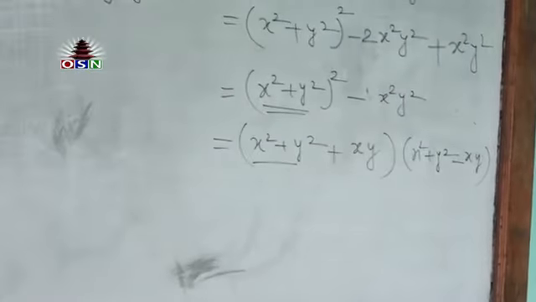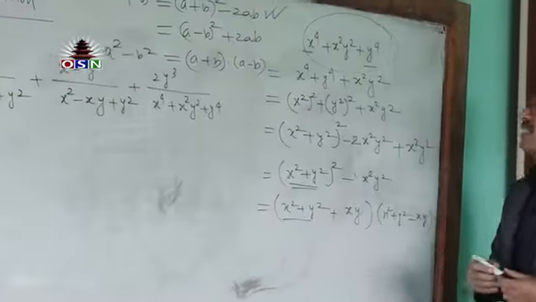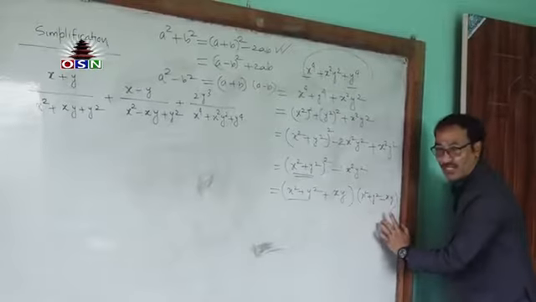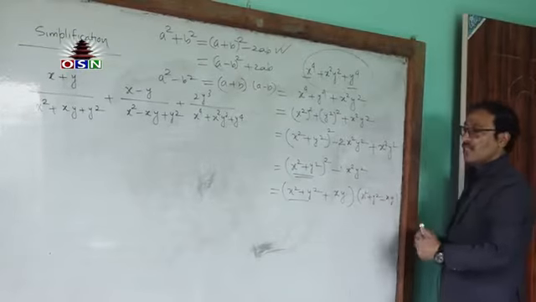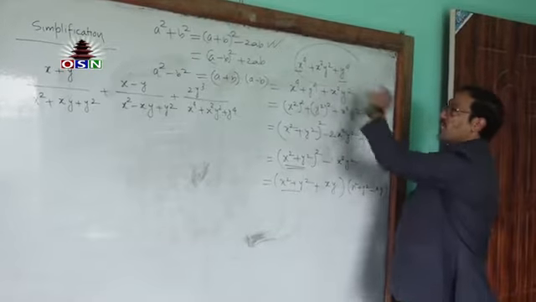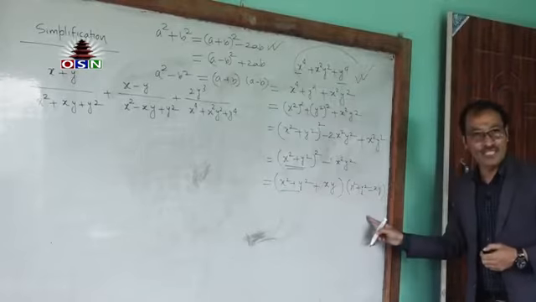Okay, I want to conclude in this way that when we factorize x to the power 4 plus x square y square plus y to the power 4, we get these two factors. And again, the reverse process, if we multiply these two factors, we will get this one. I mean to say, this is the product of these two factors.